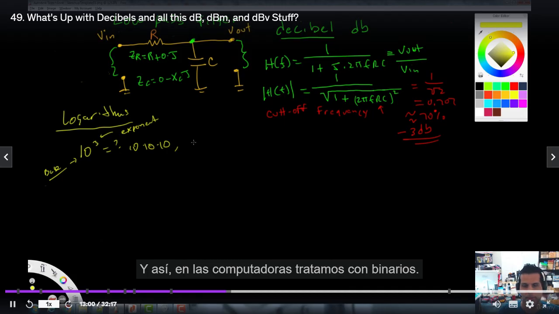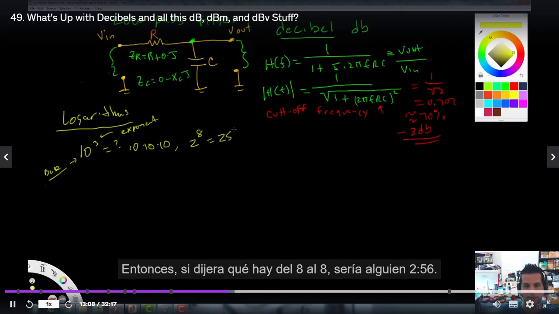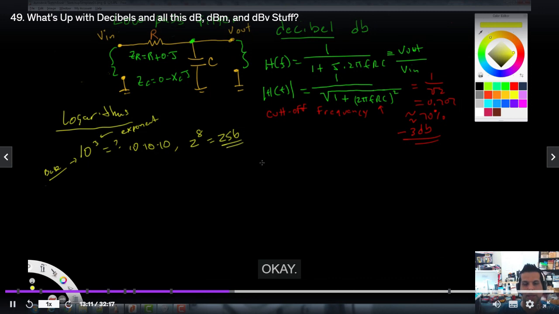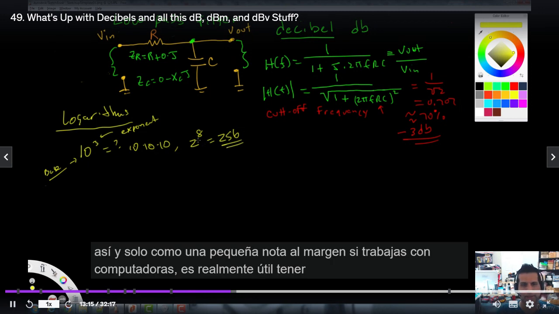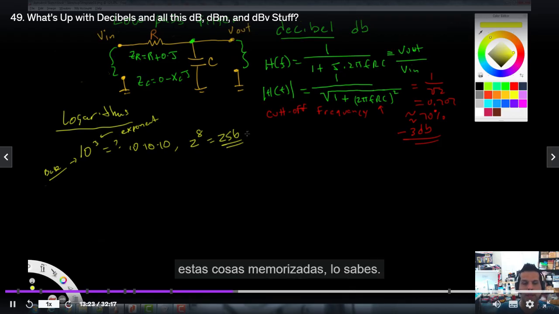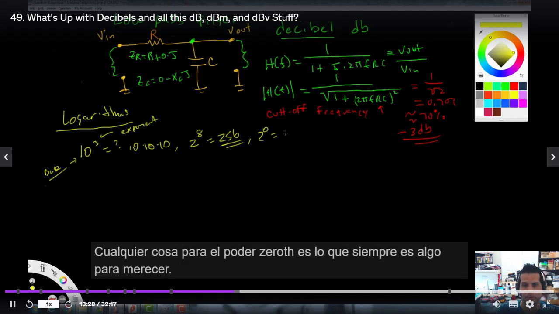In computers we deal with binary, so it's a base 2 system. If I asked what 2 to the 8th is, anyone? 256. As a side note, if you deal with computers, it's really helpful to have these memorized. And here's another little thing: anything to the 0th power is always 1.